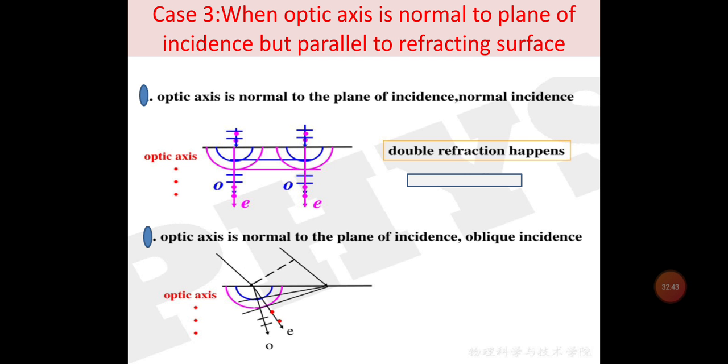Next we will talk about the normal incidence. In this case, O ray and E ray travel in the same direction but with different velocities, and also here no separation is taking place. So we will say that double refraction is taking place. It is also seen here that the extraordinary wave has the same velocity in all directions in the plane of incidence. So it obeys both the laws of refraction as the ordinary wave does. So both ordinary and extraordinary rays follow the laws of refraction for this case.